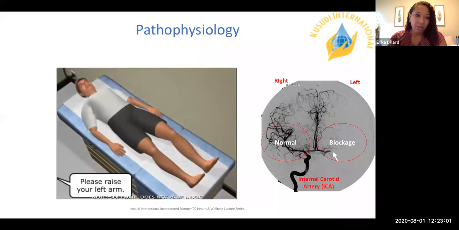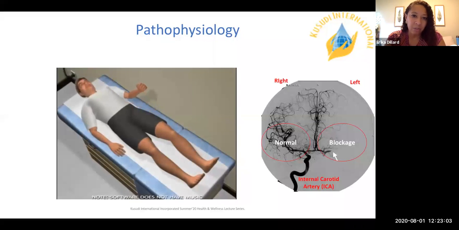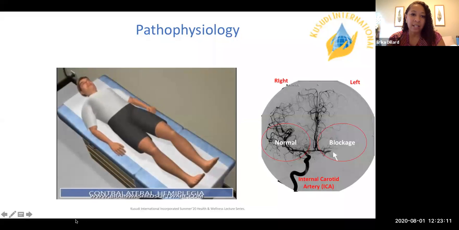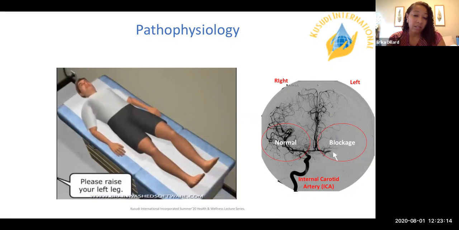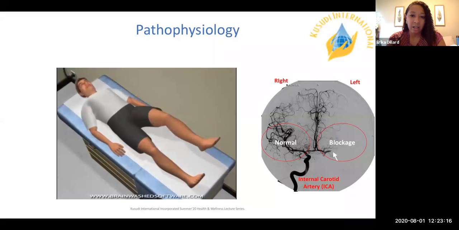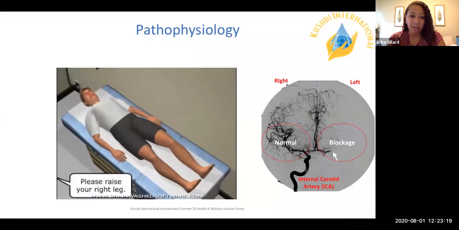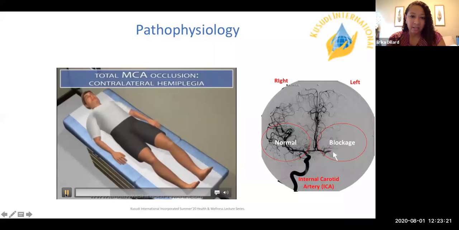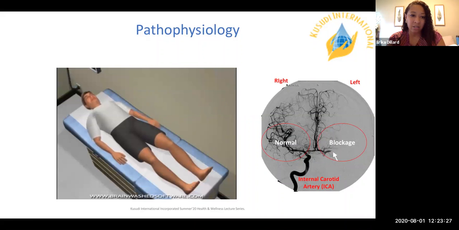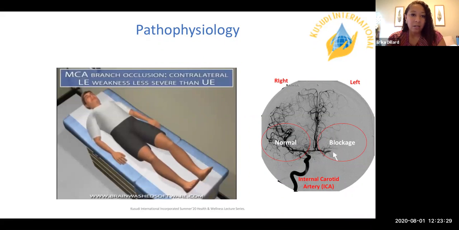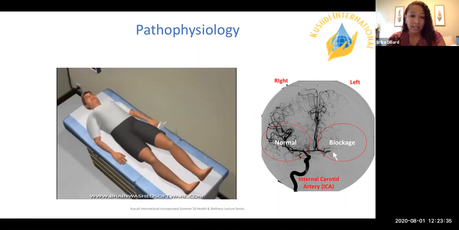For this patient, you ask them to raise their left arm. They're able to raise the left arm. When you ask them to raise the right, they're unable to raise the right side. So they have right-sided weakness. You ask them to raise their left leg, they're able to raise the left leg. But when asked to raise the right leg, they're unable to raise the right leg. Again, they have right-sided, contralateral, or opposite side disease, unable to lift that side. And sometimes you'll see that the right arm is worse than the right leg. See, the patient is hardly able to lift the right arm.